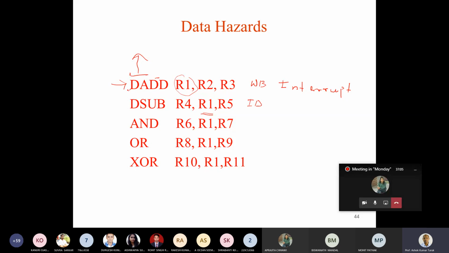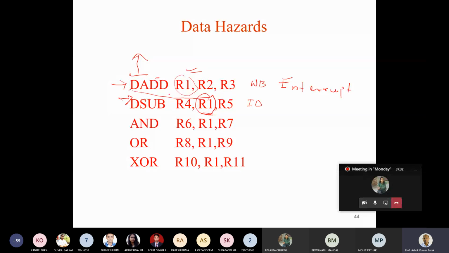When the add instruction completes, it will update the value of the register R1. Then it will process the interrupt. After processing the interrupt, it will start executing this subtract instruction. This is how the interrupt will be processed. Now what value of R1 will be read after the interrupt? The value of R1 is the value updated by the add instruction. So it's going to read the correct value.